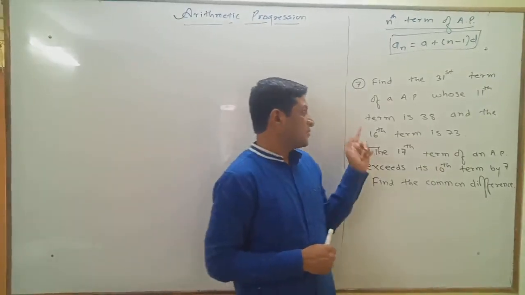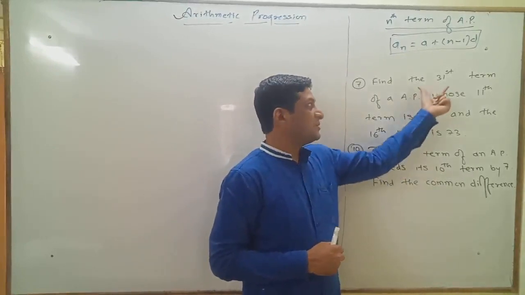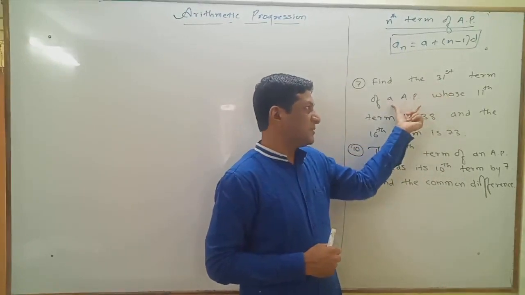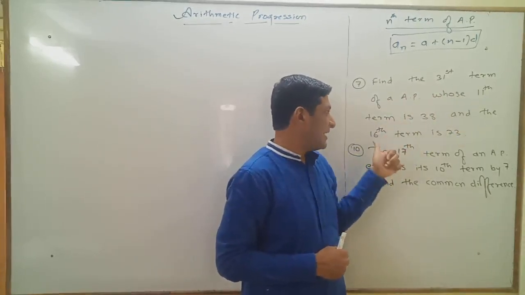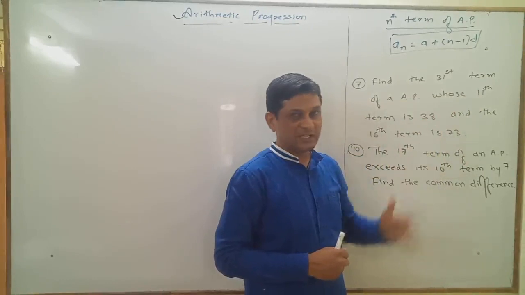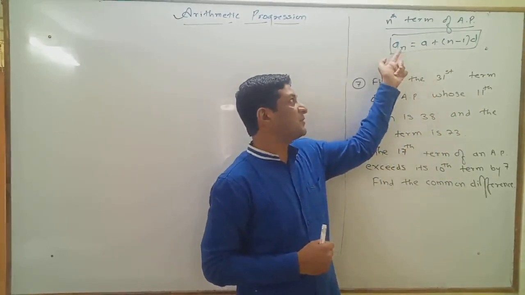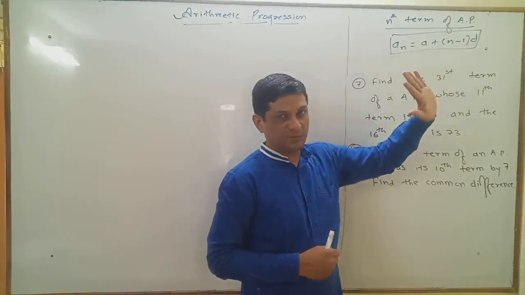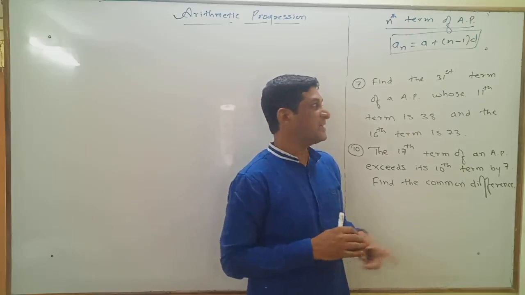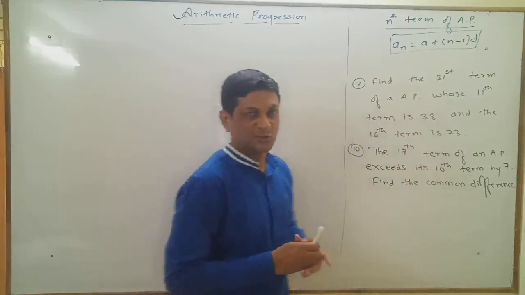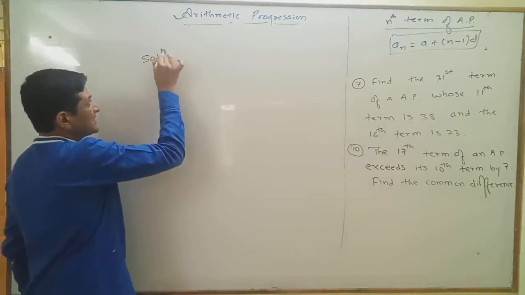Now we are solving example number 7. In the 7th example, we have to find out the 31st term of the arithmetic progression, whose two terms are given to us. 11th term is 38 and 16th term is 73. So to find the 31st term, meaning a31, we have to apply this formula. And to apply this formula, we will require the values of a and d. So let us make use of the given conditions to find the values of a and d. So we are solving example number 7 here.